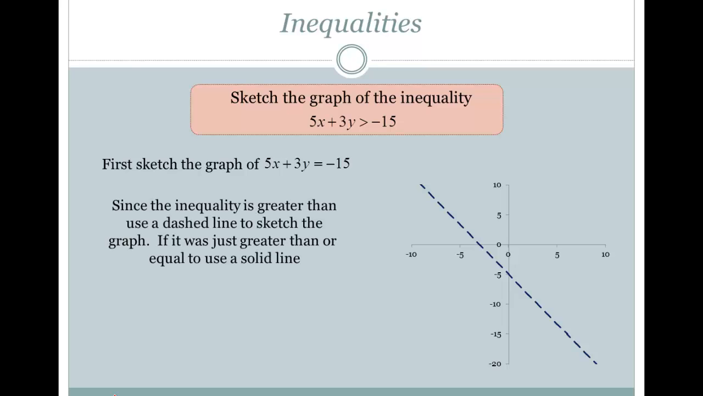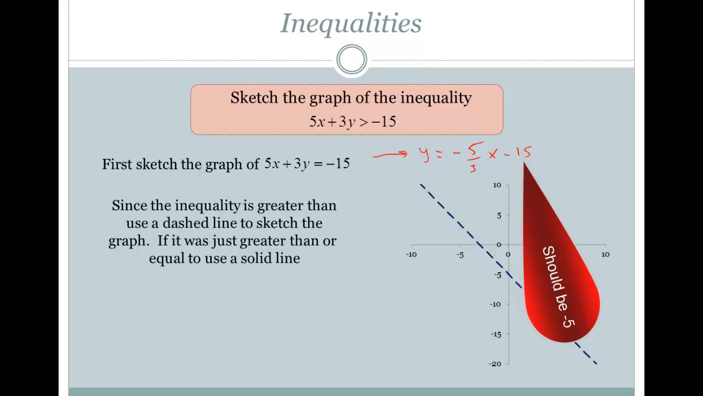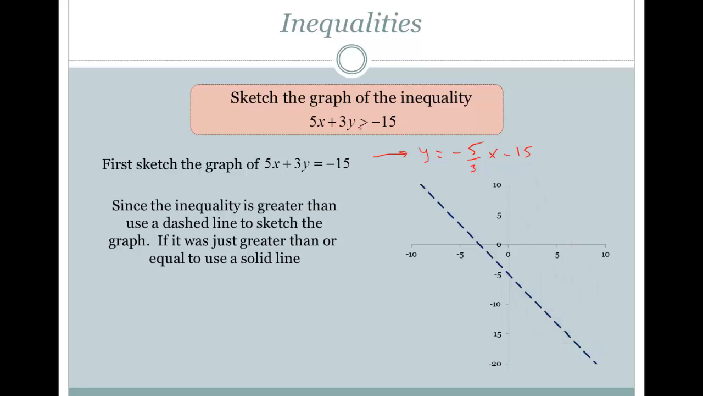Let's write that out. I would get y is equal to negative 5/3 x minus 15, like that. Okay. So the first thing is to graph that line. There it is. The next is whether I put a dotted line or a solid line. Because it is just greater than, I'm going to put a dotted line.